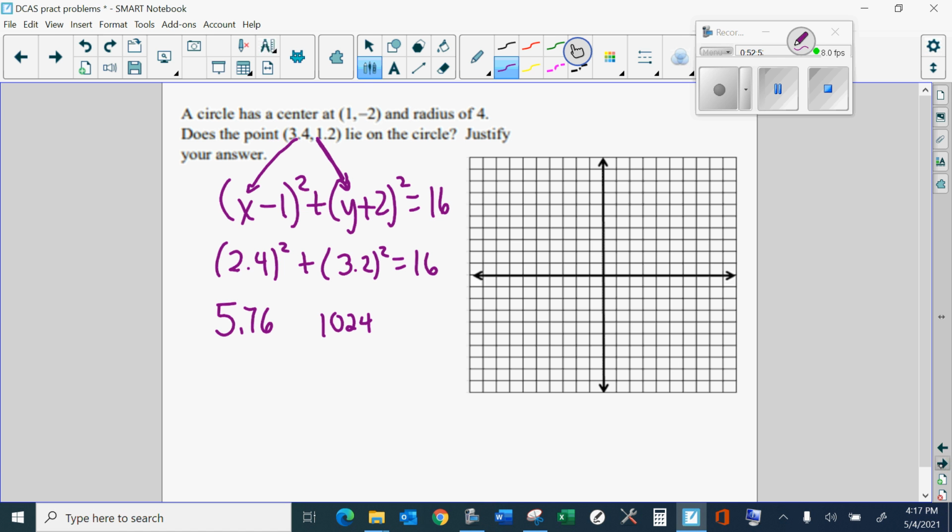Okay, so move it over 2 places, 10.24. Does that add to 16? Yes, it does. So that point is on the circle. Okay, now you get to use a calculator on that. I did it in my head, but you can plug that in a calculator to get those. Okay, and check it.